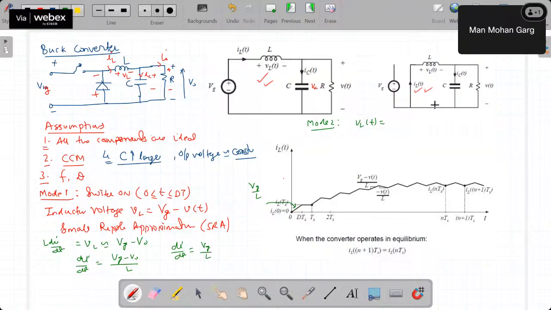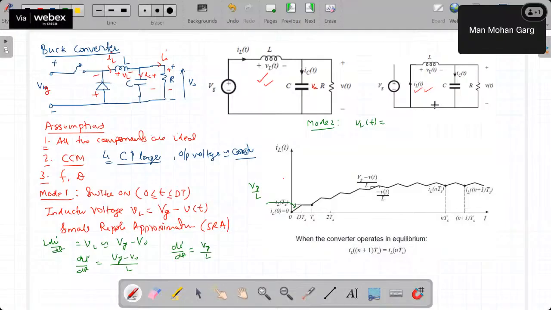So the energy which was stored in this inductor now flows through this capacitor and load. So the capacitor will be somewhat charged. In this case, the value of V naught will be increased somewhat, right? So we'll come to this point.